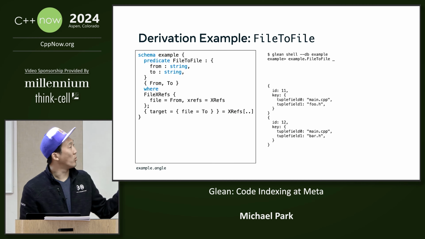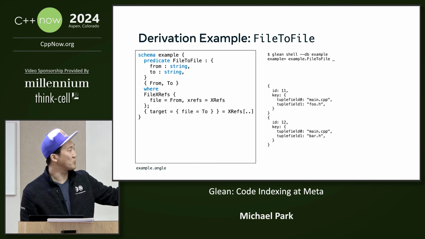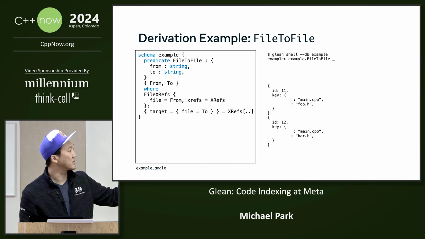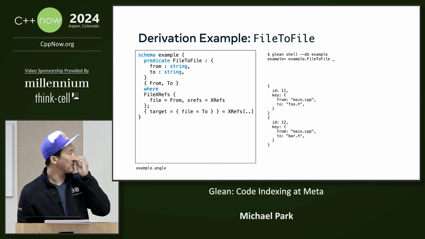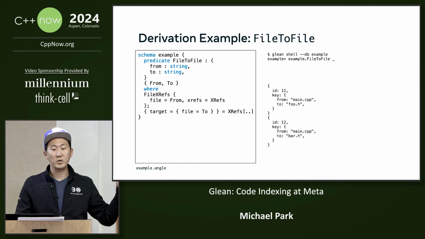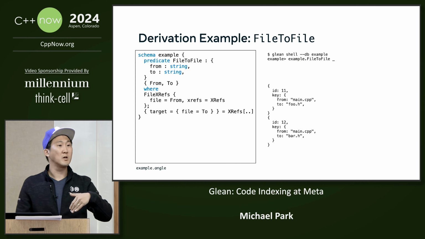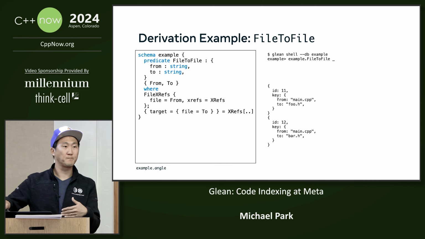And so when I now query, for example, that file to file, we're going to get basically the exact same result, except that the tuple field 0 and tuple field 1 have names called from and to. Okay? And so this is how we can build facts on top of each other. So now we're deriving these file-to-file facts from file xrefs. And the indexer didn't have to do any more work.